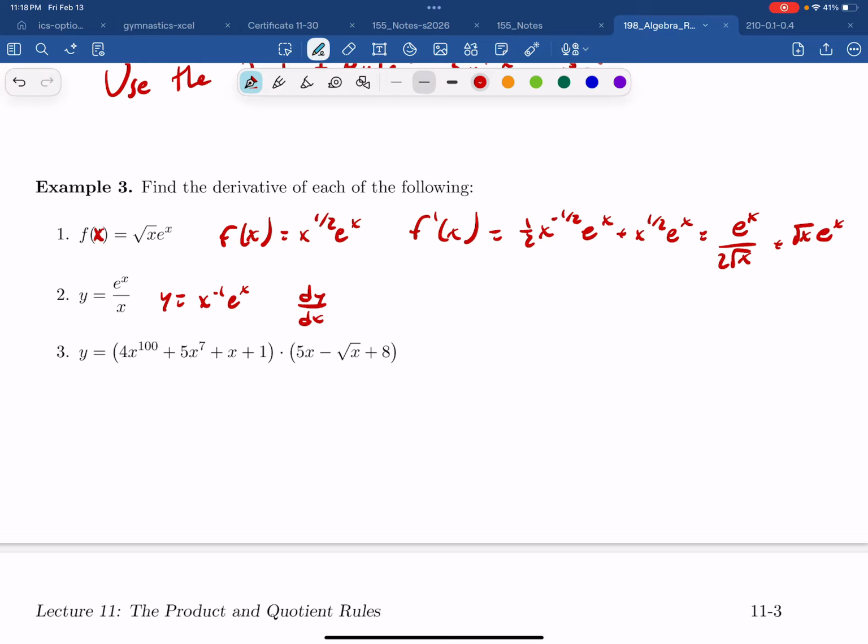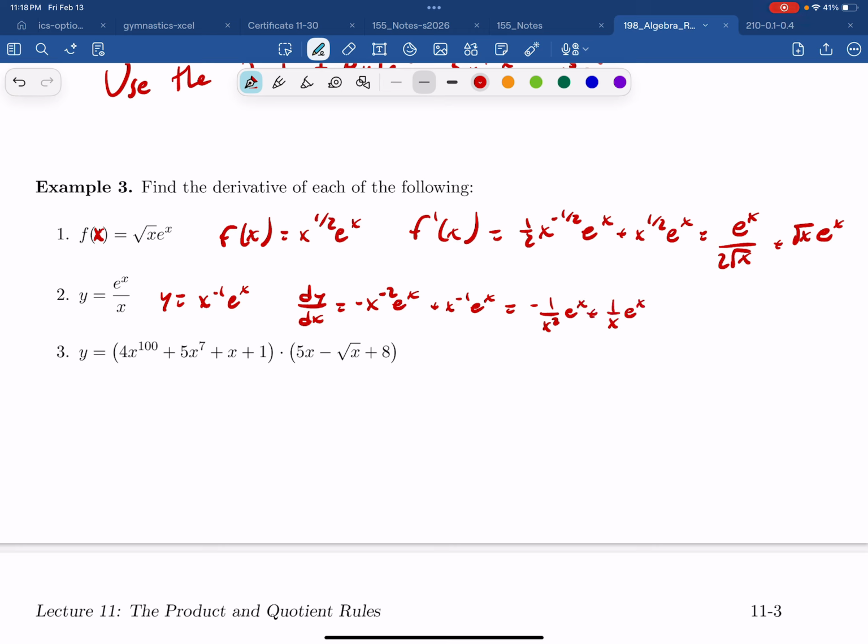dy over dx equals, think about why the derivative, I'll write it like this. It's going to be negative, actually it's not 1 over x squared, negative 1 over x squared, right? Negative x to the negative 2 e to the x plus x to the negative 1 e to the x, right? Because e to the x is its own derivative. And you get negative 1 over x squared e to the x plus 1 over x e to the x.